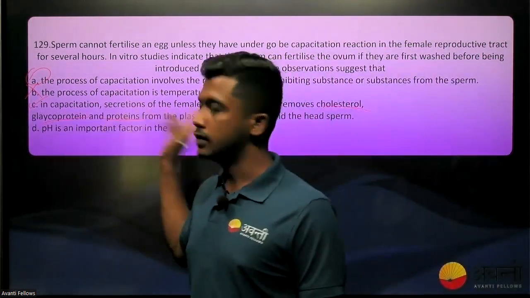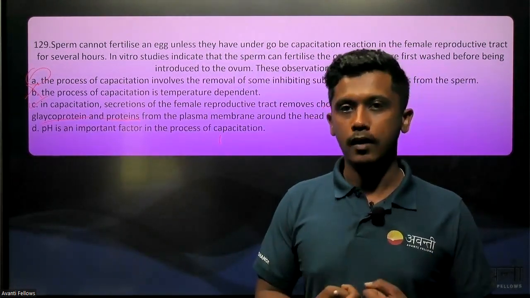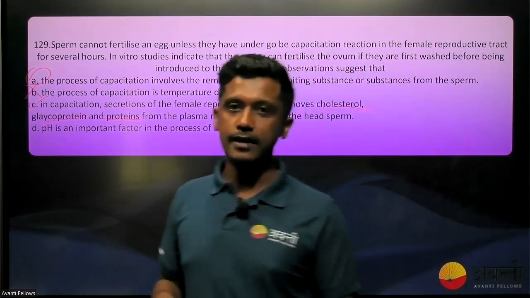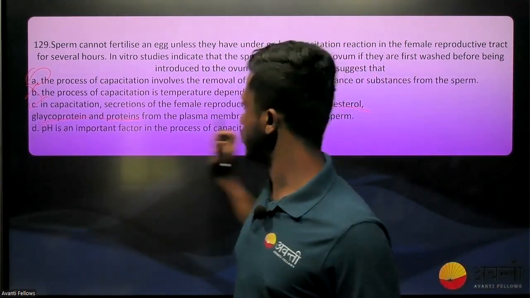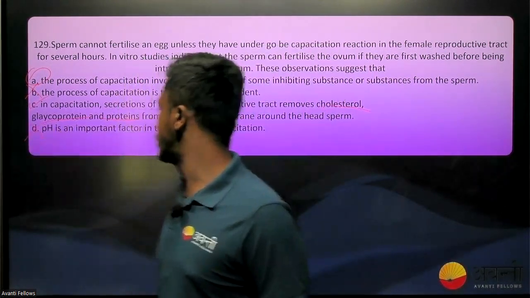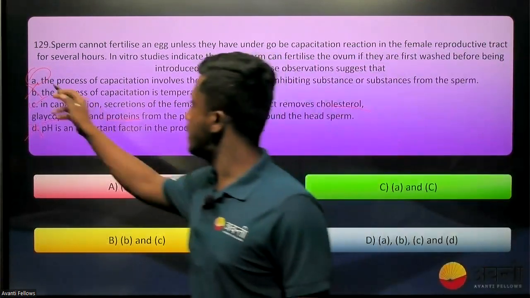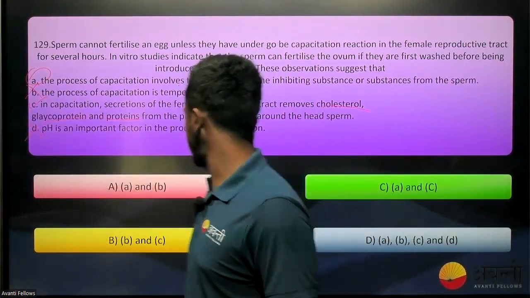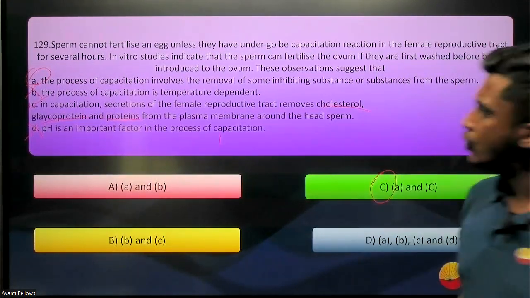Okay, next one. So that's what makes them open up their acrosome cap very easily when they meet the ova. pH is an important factor for the process of capacitation. Even this is not correct. So statements A and C are correct. So where is it? A and C? Our option C. So our 129th question, option C, is correct.